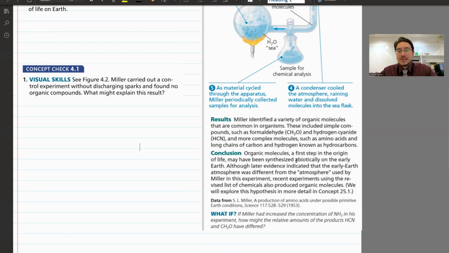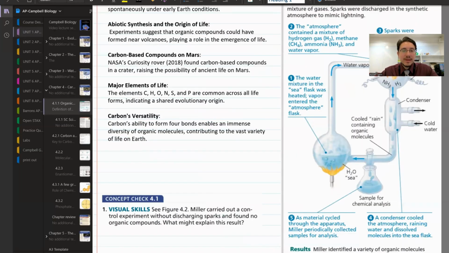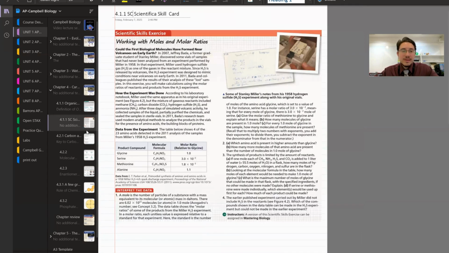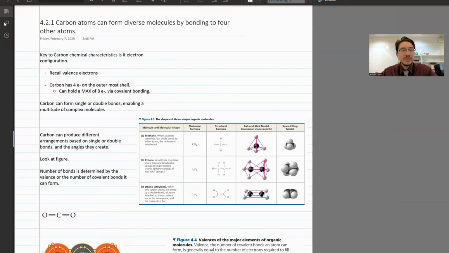Okay, may have been synthesized abiotically on early Earth. Although later evidence indicated that the early Earth atmosphere was different from the atmosphere used in Miller's experiment, recent experiments using a revised list of chemicals also produce organic compounds. Okay, so quite interesting that, in a nutshell, abiotic compounds, inorganic compounds, can produce organic molecules. Okay, 4.2. Let's move to the next section here.